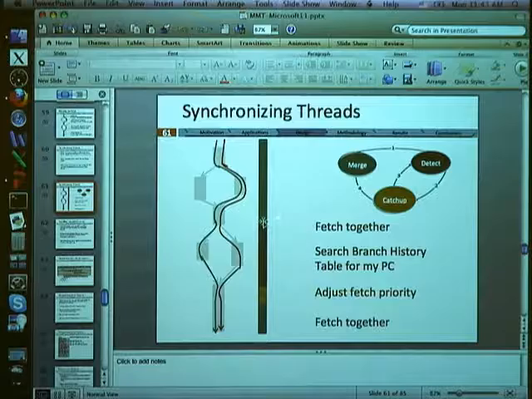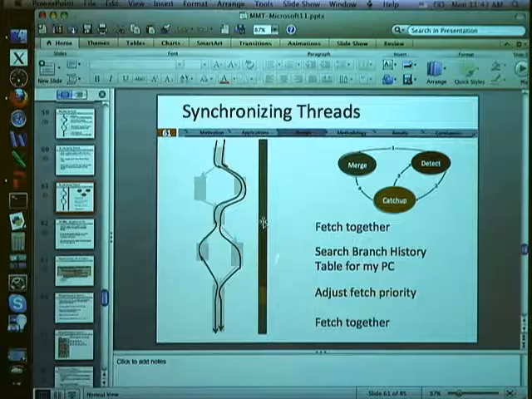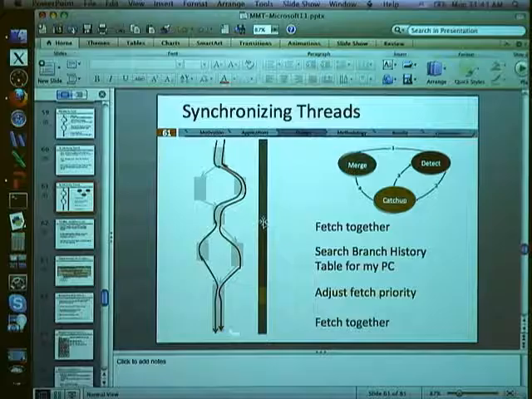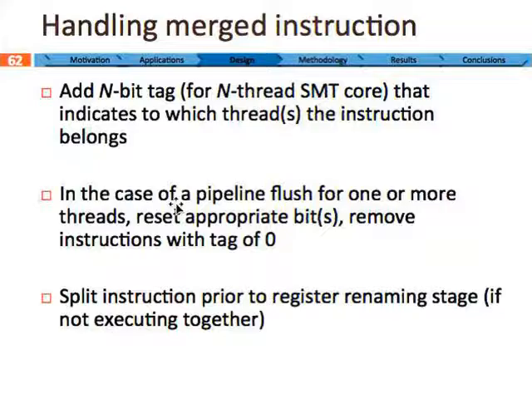All right, well, so you can see here that at the beginning, they're merged. So up here, they're merged. And then when they diverge, they go into diverged mode, which is when we detect. We start looking in the branch history table for the branch targets to be in the other table. And then once they're detected, we go into catch-up mode, where we manipulate the fetches, and then we start fetching together again. So it's just a simple state machine and a fetch history buffer and manipulating the fetch priorities. So that's how we do the fetch.